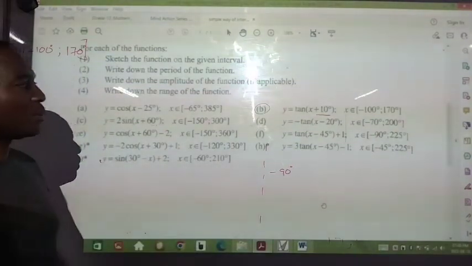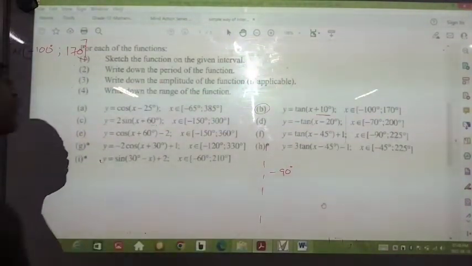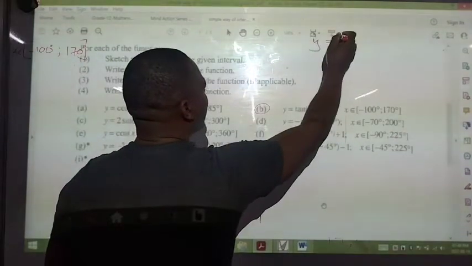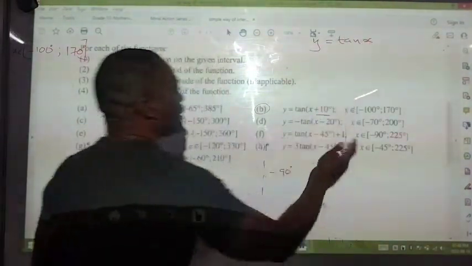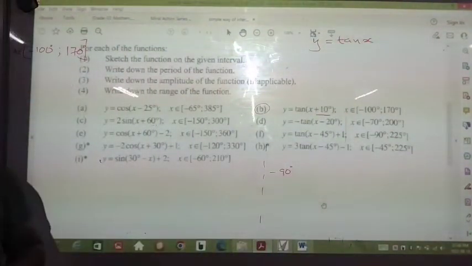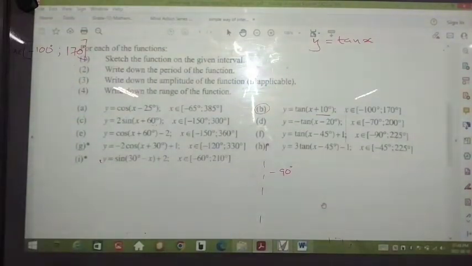So what we can do is to consider the basic graph, that is the graph of y is equal to tan x, and then we shift all the points that will be having 10 degrees to the left.